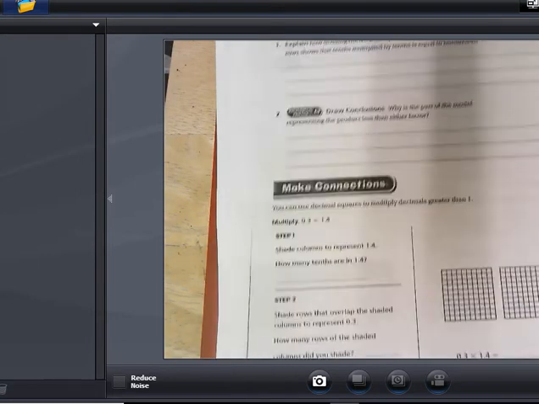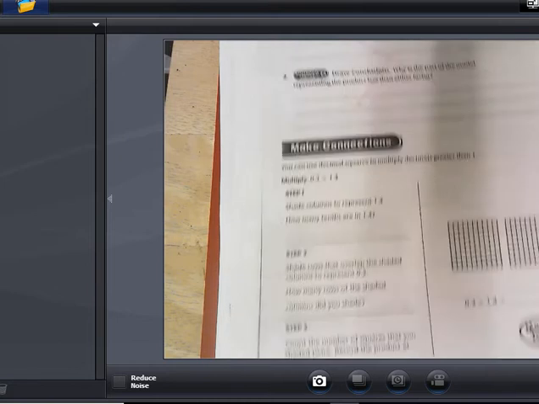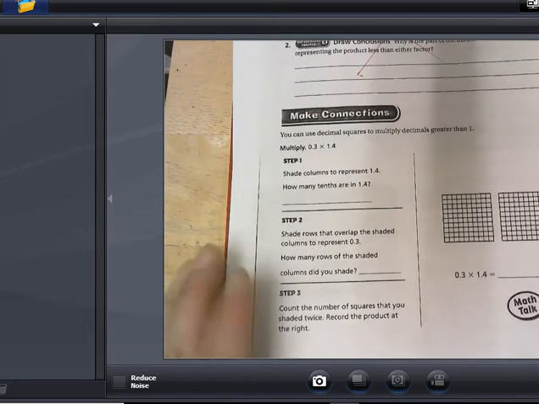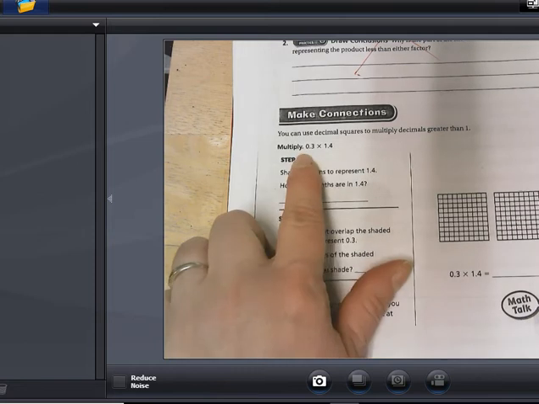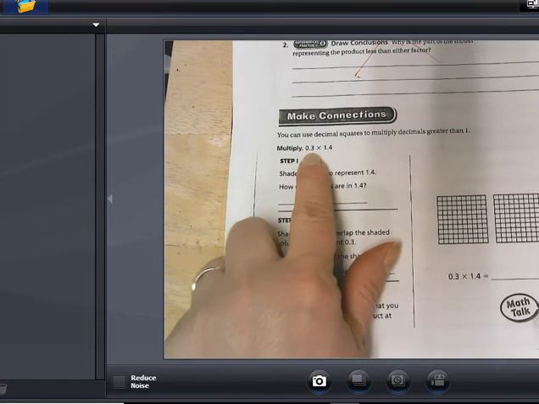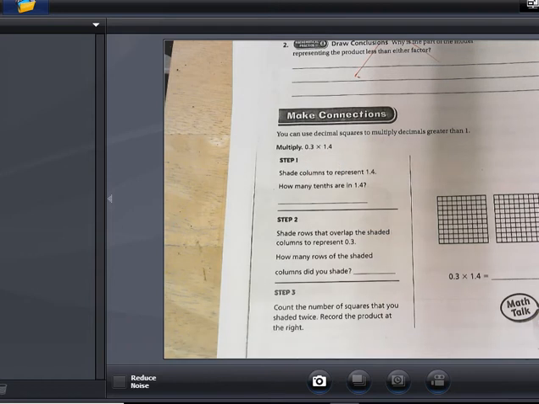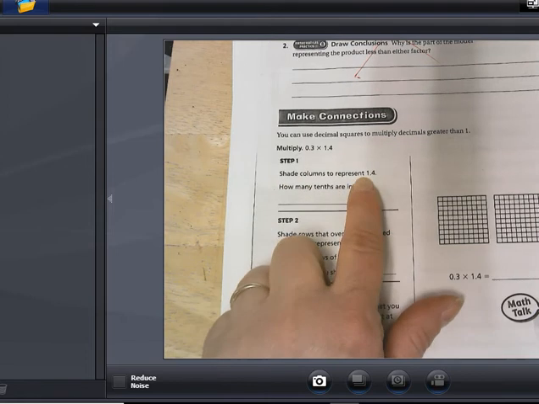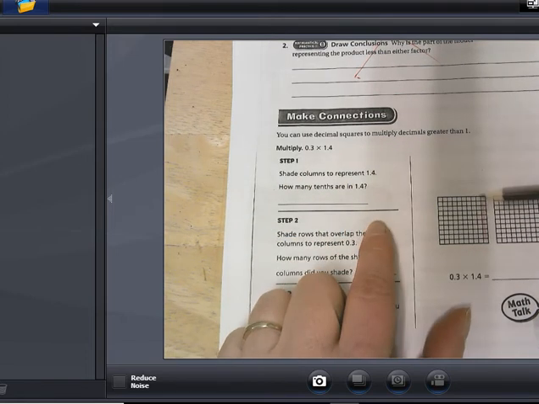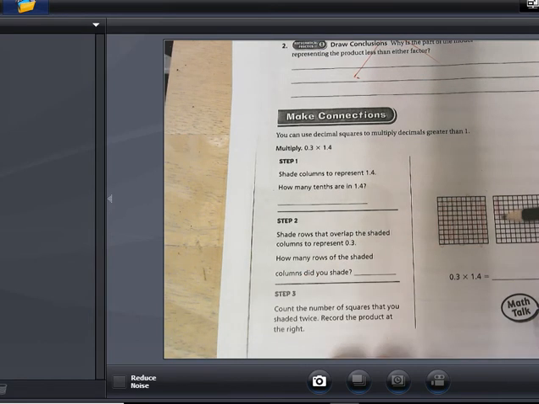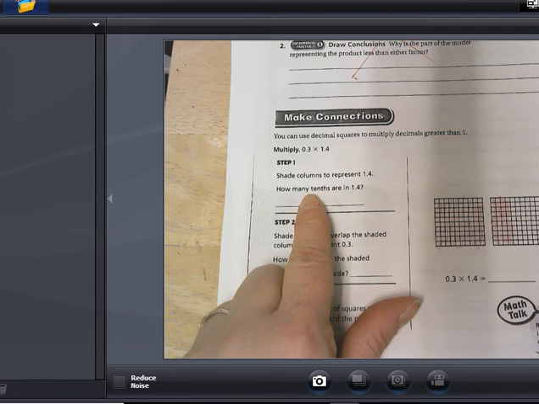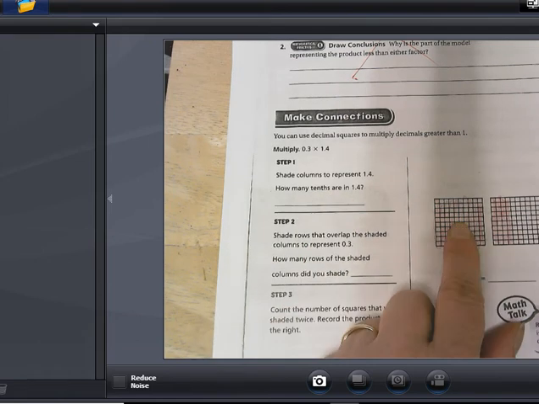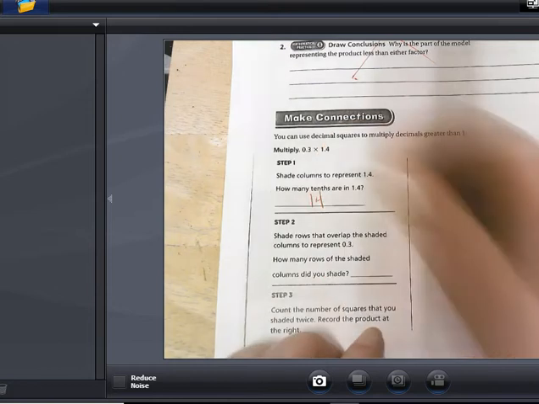All right, so let's go on. Let's do another one, only this one is a little different because we have a whole number. We're going to multiply: what is 3/10 of 1 and 4/10? So shade the columns to represent 1 and 4/10. First we do one whole one and 4/10 more. How many tenths are there in that? I know there's 10 here and 4 more, so there's 14 tenths.